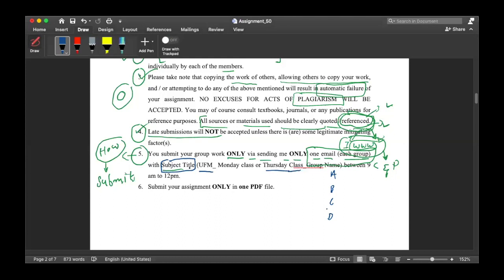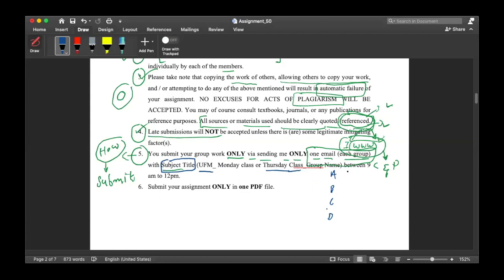So this is your email title. By reading this email title, I can easily recognize you because I'm going to receive many emails. I can easily recognize your group members and I will save this file or this email. So it's easy for me to mark. That's why you follow this subject title.